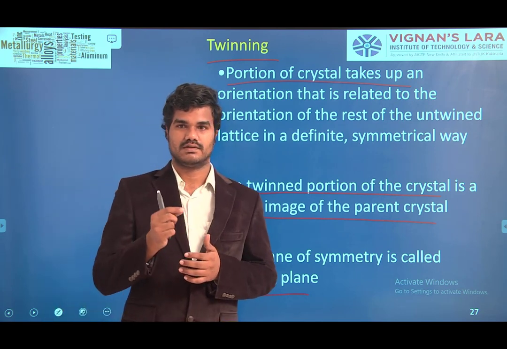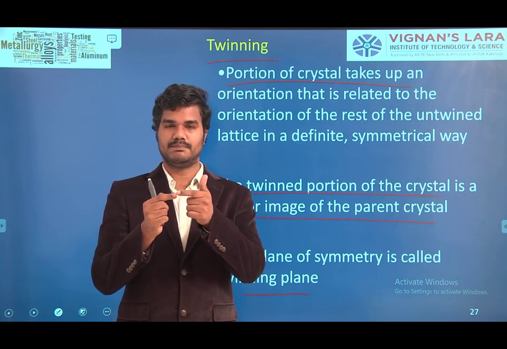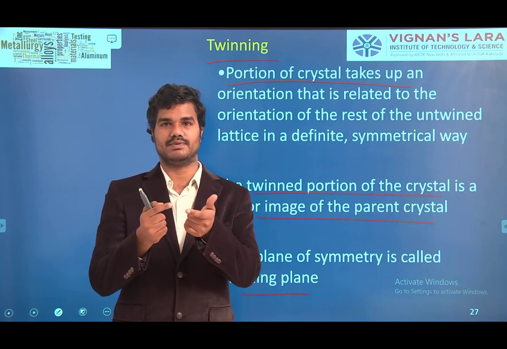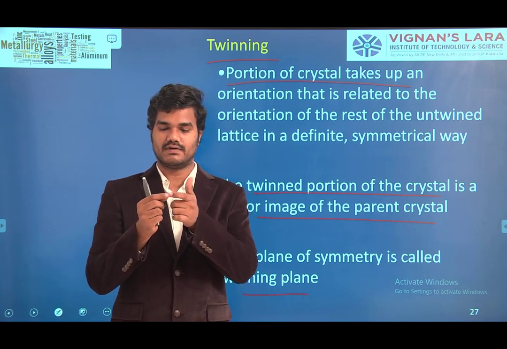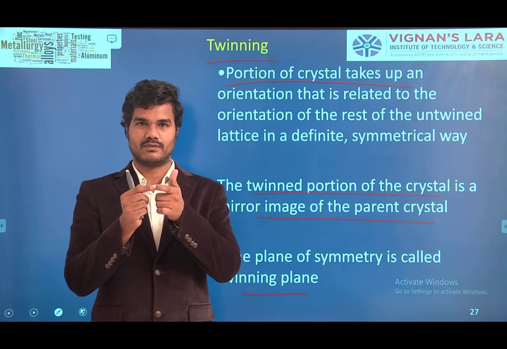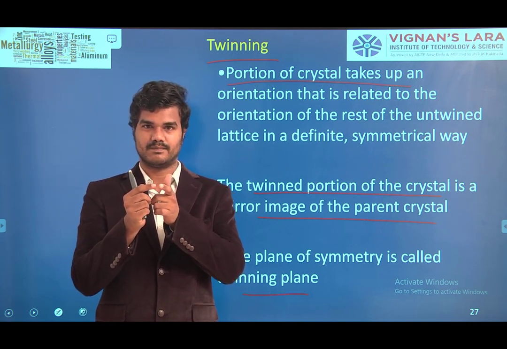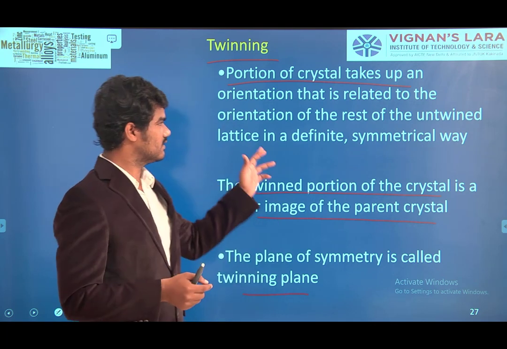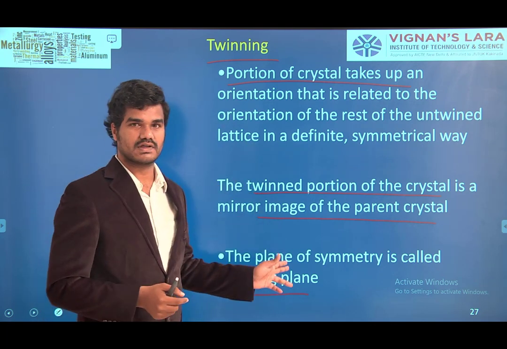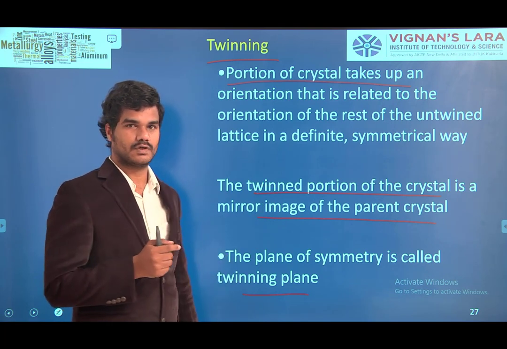Only two cases: one grain, another grain. If one grain is slipping on another grain, that is slip, because the deformation is happening. Okay? If two grains are there, and some part of one grain is changing, that is twinning. Okay? You can see from the slide, go through the slide, you will understand what is twinning.